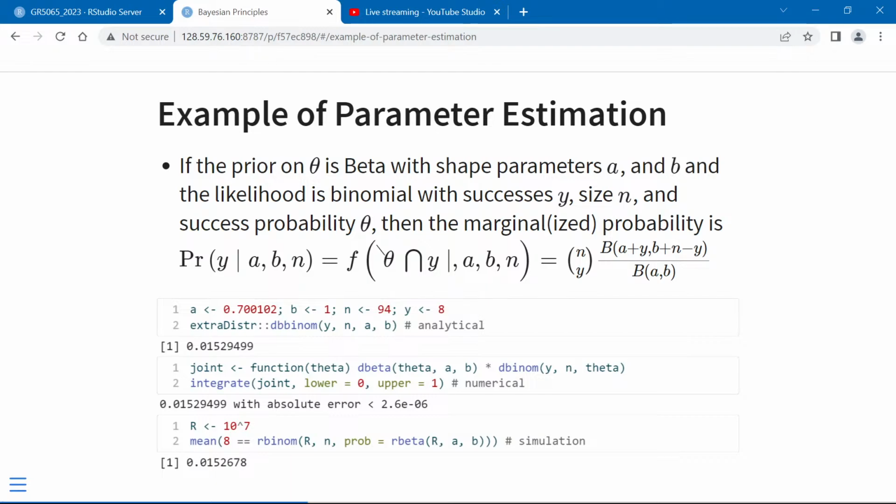So we can just evaluate that with the function in the extraDistr package that we used on the homework. It comes out to be 0.015 or whatever. So under the model, the probability, with the prior and whatnot, of seeing 8 successes out of N opportunities was quite small. We could numerically integrate the joint density, dbeta times dbinom, over theta from 0 to 1 with little trapezoids or whatever. We get the same answer.